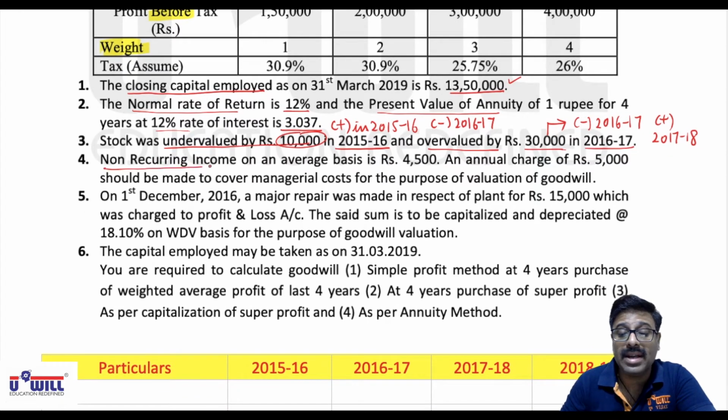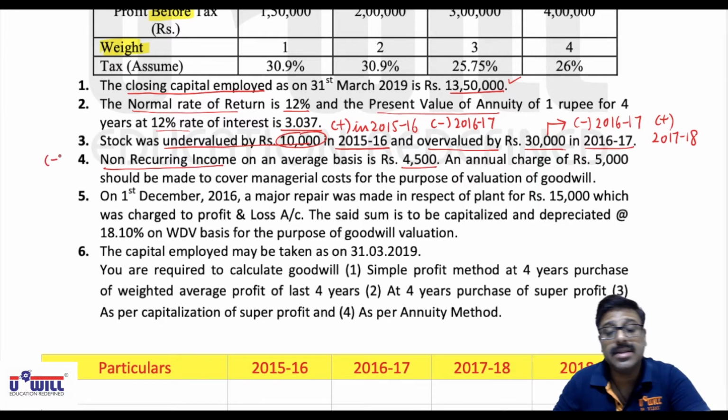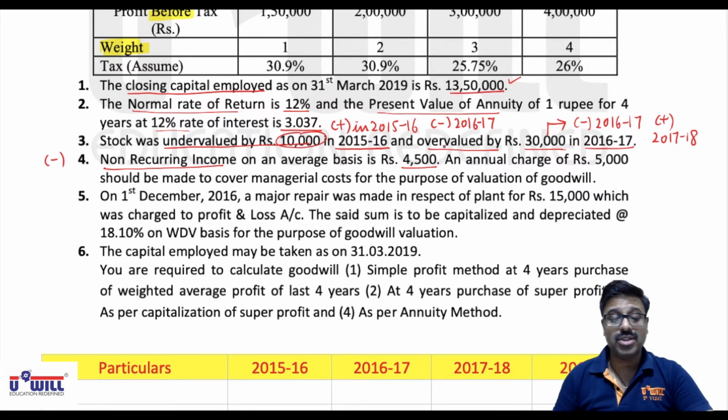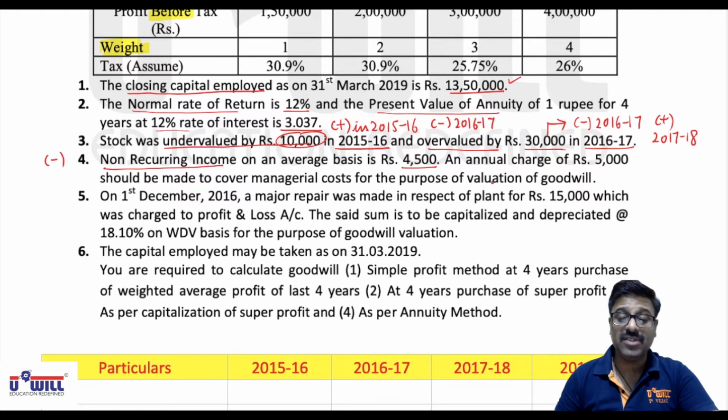Non-recurring income on an average basis is 4,500. Now non-recurring income means we have to minus from the profits. It is not going to occur every year, so we have to eliminate it from the profit, so you'll minus it. The profit will decrease if you remove it.